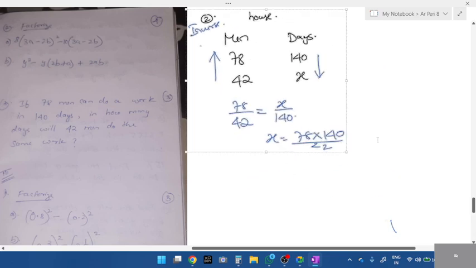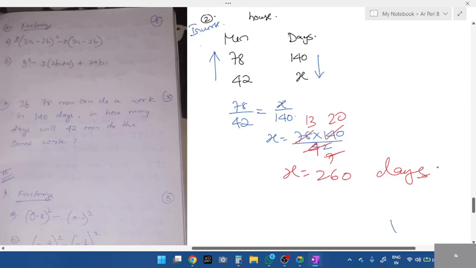260. Let me check. 6 13s are... 6 7s are... The answer is 260. All of you got 260 days. Let's quickly go through. So you have to write: 42 men will do the same work in 260 days.